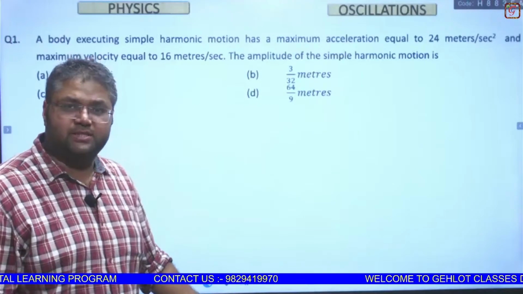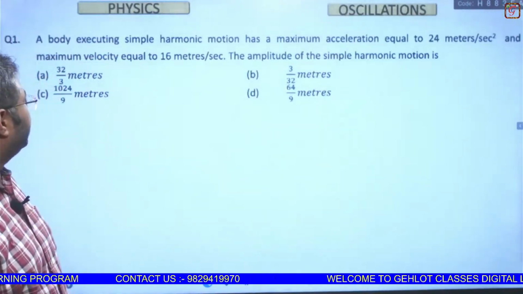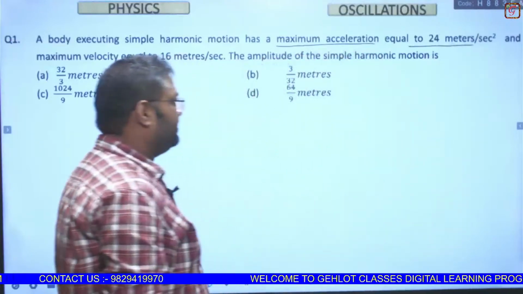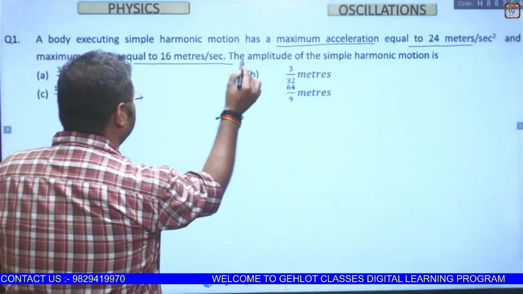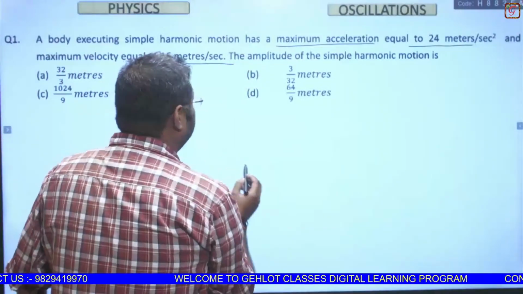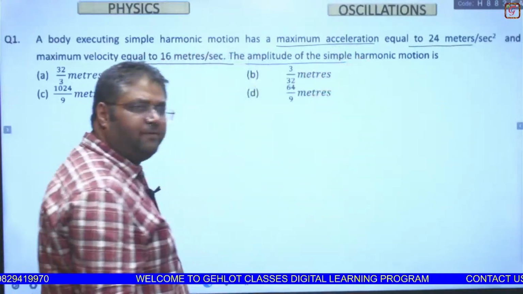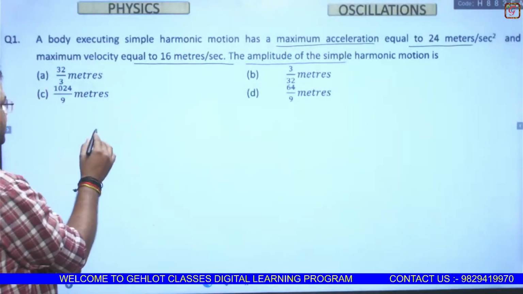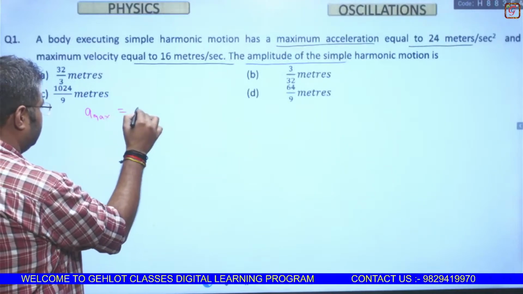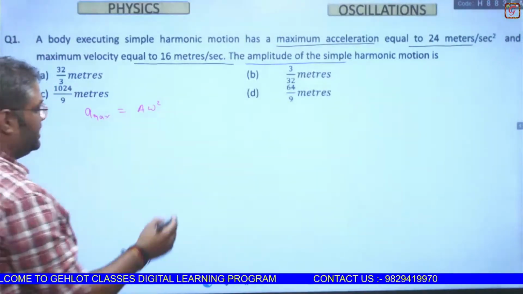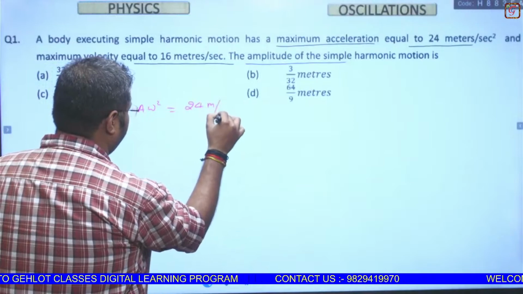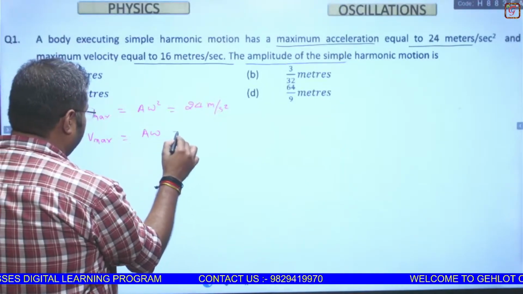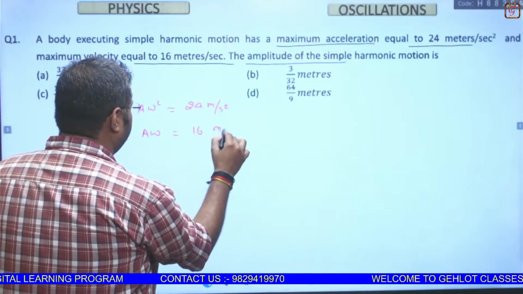Now we are going to discuss a question. A body executing S.H.M has maximum acceleration equal to 24 meter per second square, and maximum velocity equal to 16 meter per second, and the examiner has asked the amplitude of S.H.M. Now can we say that the maximum acceleration A max can be written as A omega square, which is equal to 24 meter per second square, whereas V max can be written as A omega, which is equal to 16 meter per second.